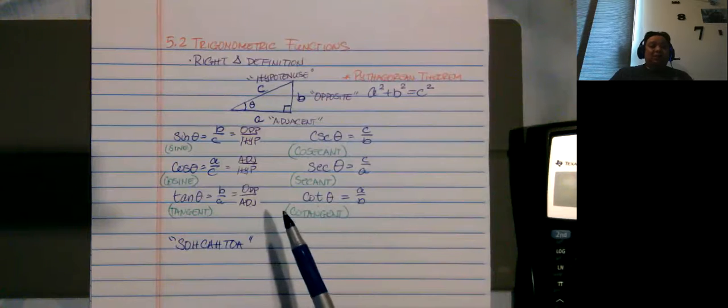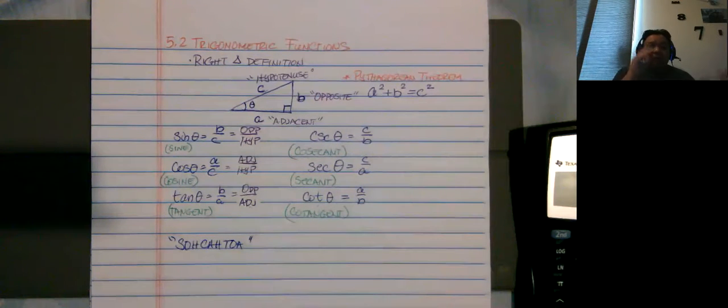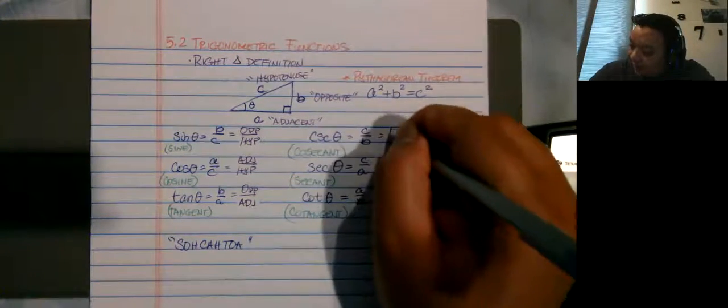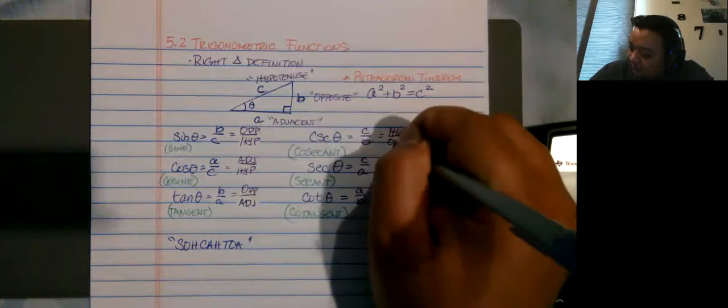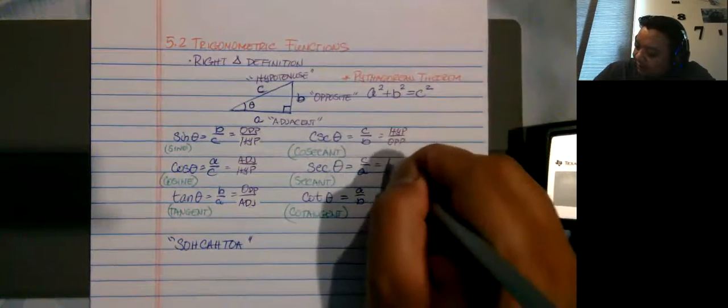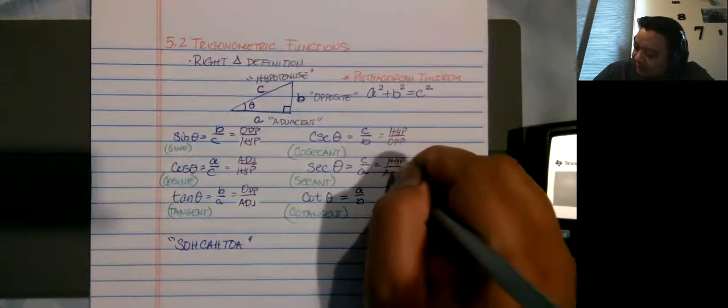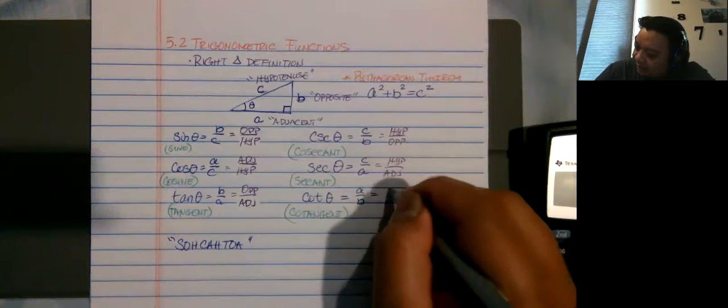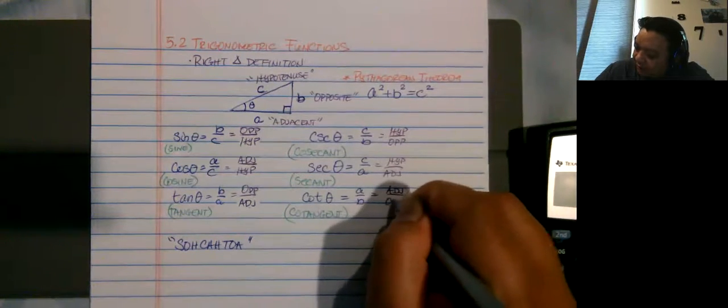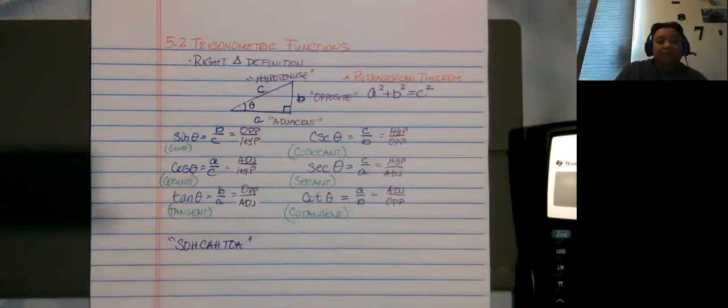So one of them should always have a co. They can't both have a co in front of them. Only one of them should have a co in it. And now, as far as the name of the sides, this one is hypotenuse over opposite. This one is hypotenuse over adjacent, and this one is adjacent over opposite. And so those are the definitions of your six trig functions.